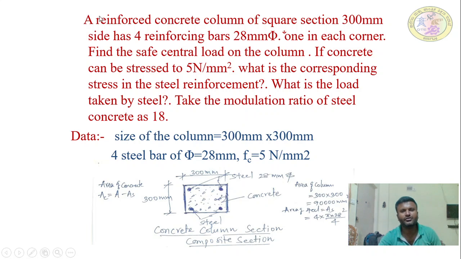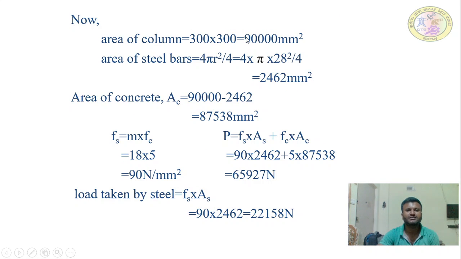The same concrete member has 4 bars of 28 mm diameter, with a total 300 mm square section. Write the diagram and write the given data and what you need to find. Okay, next, area of column 300 into 300. Area of steel bar is 4 into pi d square by 4, which is equal to 2462 mm square. Area of concrete is equal to total area minus area of steel, which is equal to 87538 mm square. Stress in steel is equal to modular ratio into stress in concrete, which is equal to 90 newton per mm square, because Fc is given. P is equal to Fs As plus Fc Ac, Ac is equal to 65927 mm square. Then you need to find load taken by steel, which is equal to Fs into As, 221,58 newton.